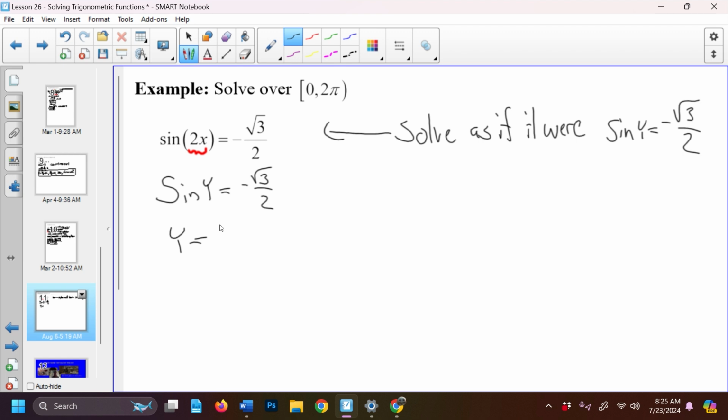Turns out that 4 pi over 3 and 5 pi over 3 give you negative square root of 3 over 2. And again, if you don't understand that, that's fine. Just check your unit circle. Now here's the thing. If it were just sine y, we'd be done. But it's not. We are actually solving for the sine of 2x. And what does this 2x do to our problem? Well, let's go to Desmos and look at it.